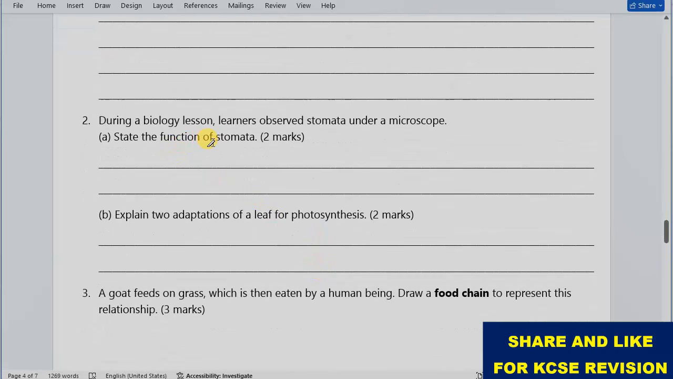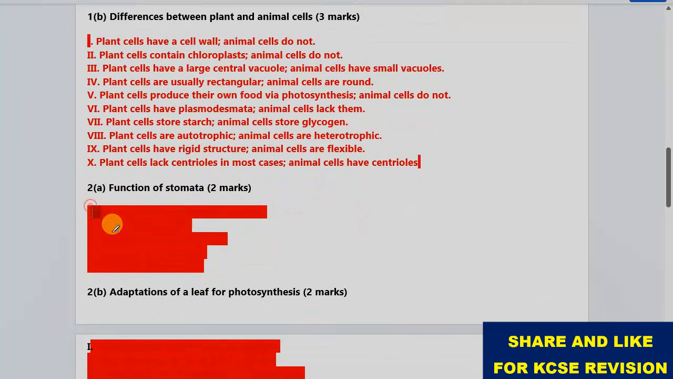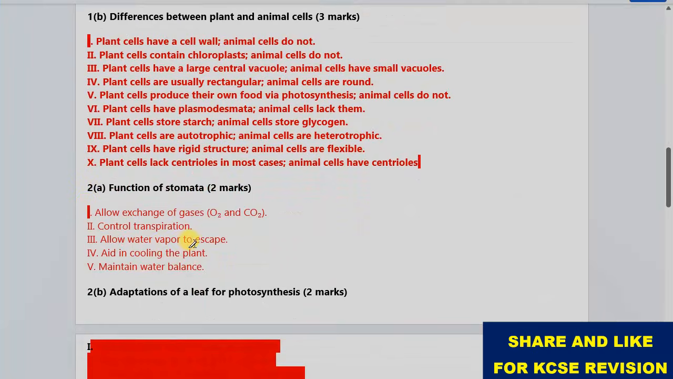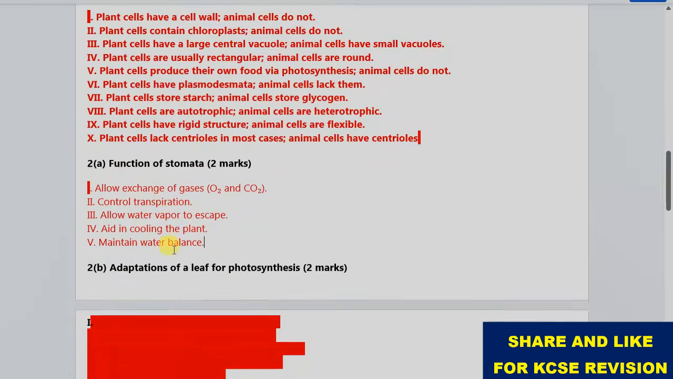During a biology lesson, learners observe the stomata under a microscope. State the function of stomata. What is the function of the stomata? Explain 2 adaptations of the leaf for photosynthesis. The functions of the stomata: allow exchange of gases, control transpiration, allow water vapor to escape, aid in cooling of the plant, maintain water balance. That is the functions of the stomata.